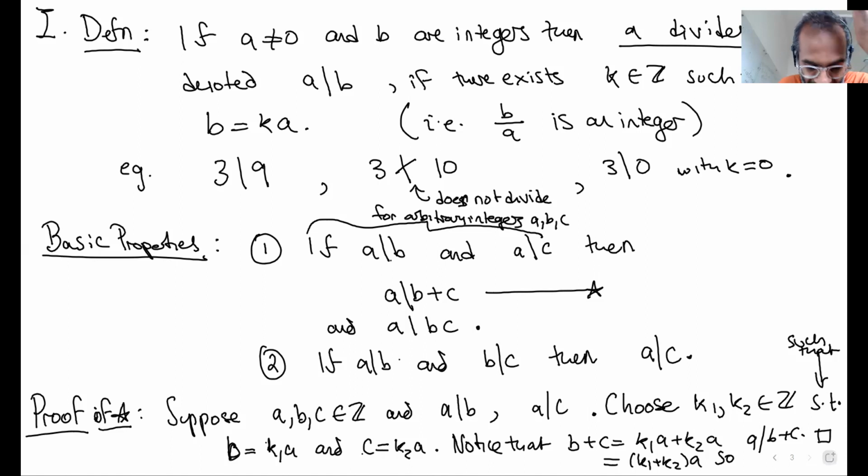Okay, so that's exact divisibility. Now let's talk about division with remainder. This is something which is quite simple, but very important. So I'm going to call it a theorem. This is sometimes called the division algorithm.